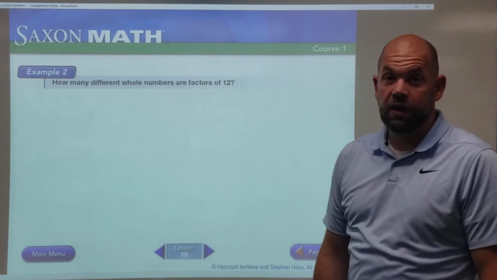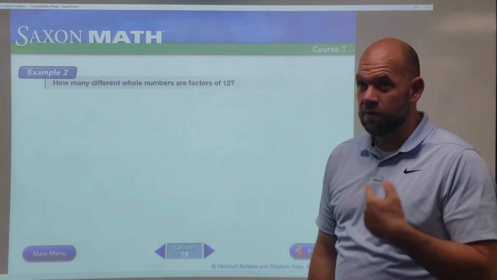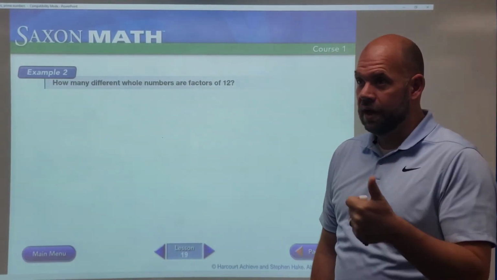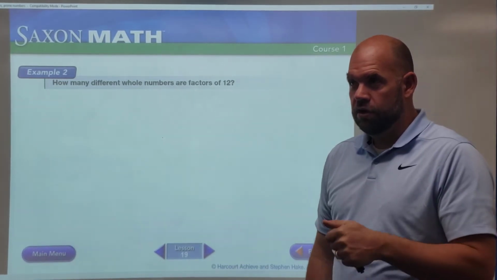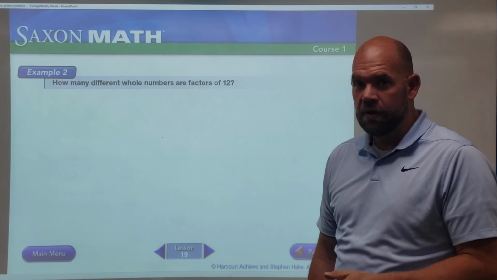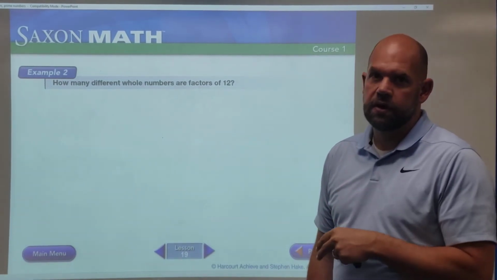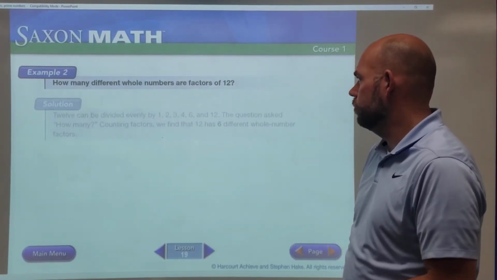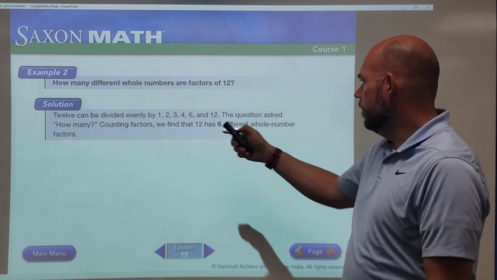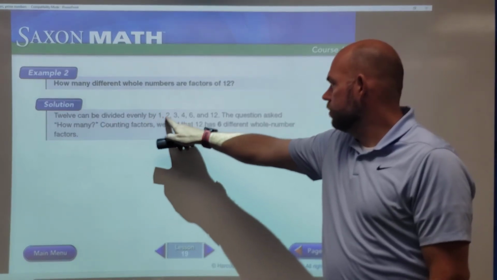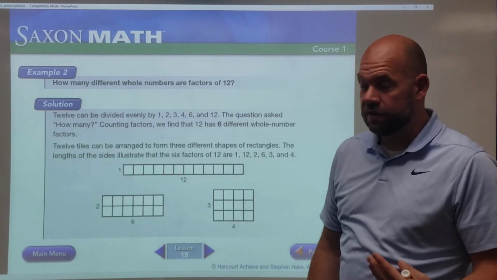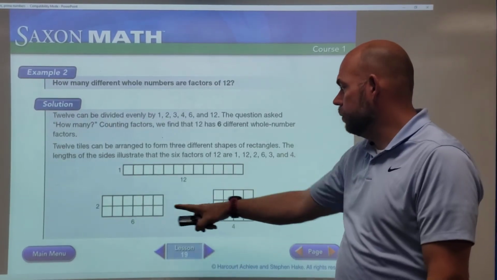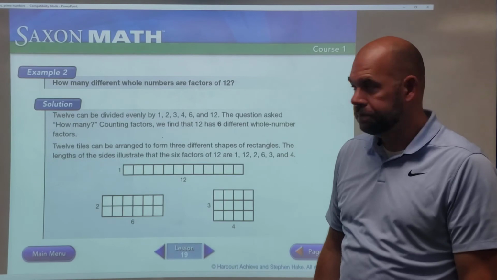What about 12? Now with 12, there are a lot more numbers. If we think of all our times tables, 1 times 12 is 12, 2 times 6 is 12, 3 times 4 is 12, and then of course the inverse, 4 times 3, 6 times 2, 12 times 1. So here we see that all the factors 1, 2, 3, 4, 6, and 12 go into 12. Those are all factors of 12, and if we draw those out, we can create rectangles as well.